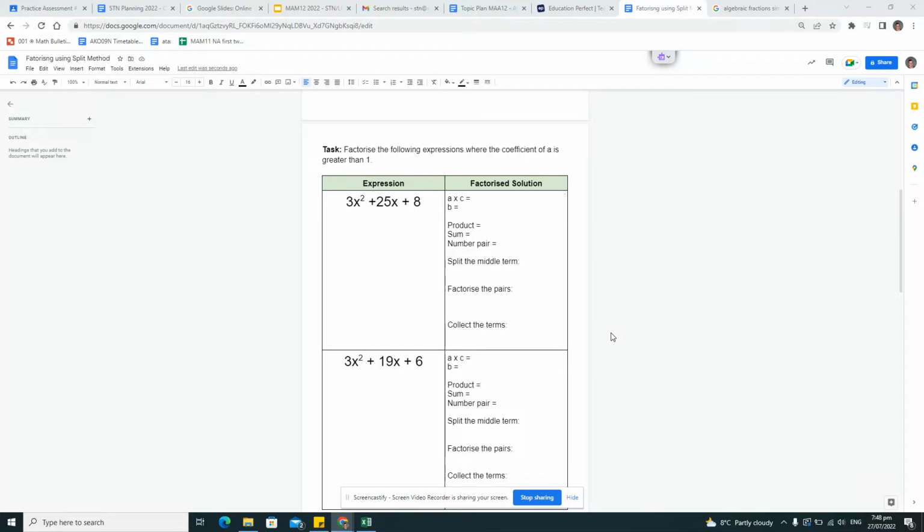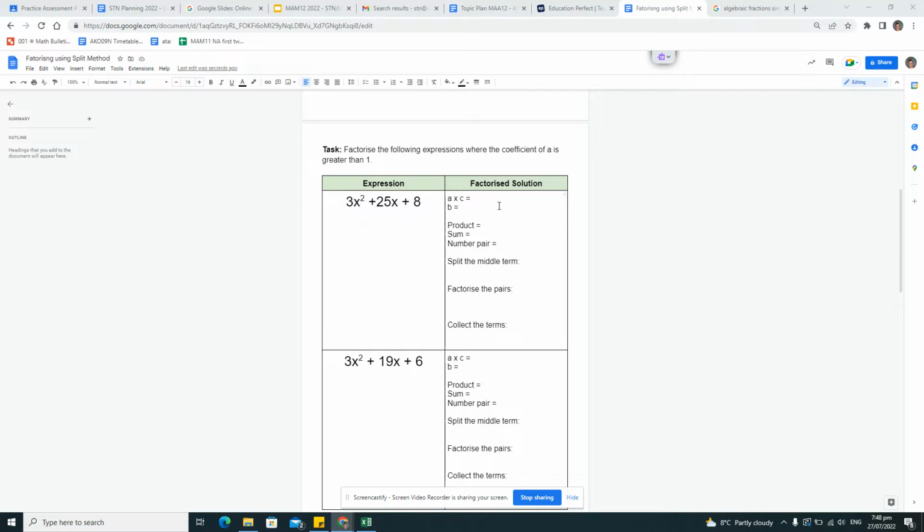Factorising the following expressions where the coefficient of a is greater than 1. In order to factorise expressions where the coefficient, or the first number in the quadratic, is larger than 1, we need to use what we call the squiggly line method, or splitting the middle term.